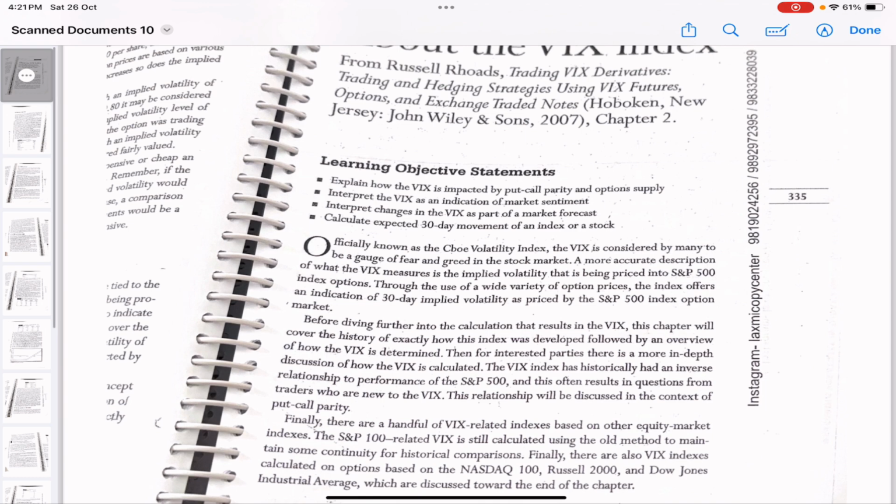So we'll be seeing how the VIX is impacted by the put call parity and the options supply, and we'll also see how a VIX index indicates the market sentiment, and we will see the changes in a VIX as part of the market forecast, and we'll also see how to calculate the expected 30-day movement of an index or a stock.